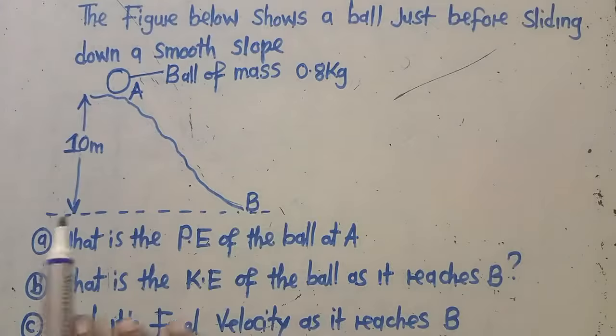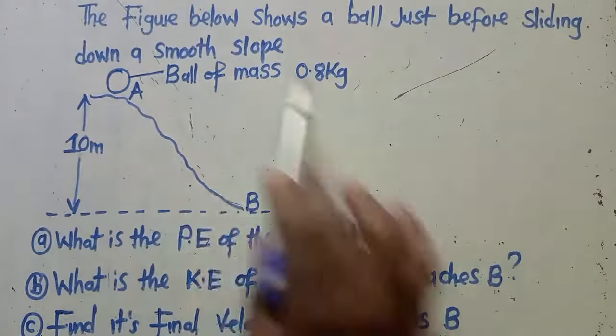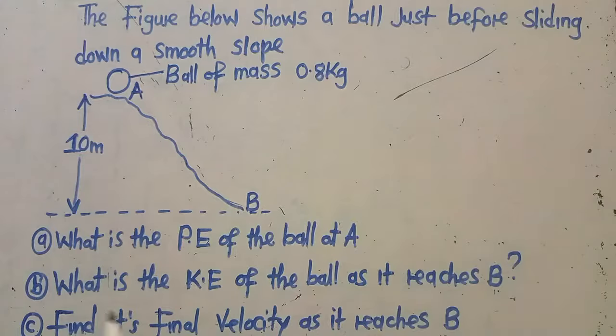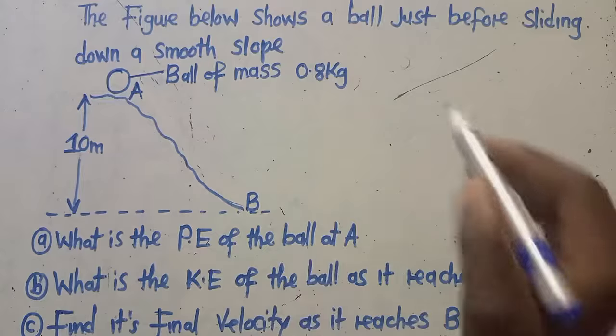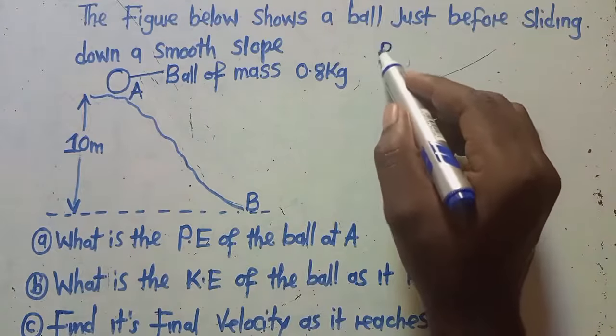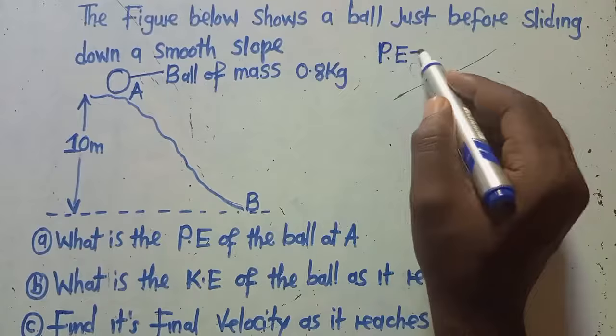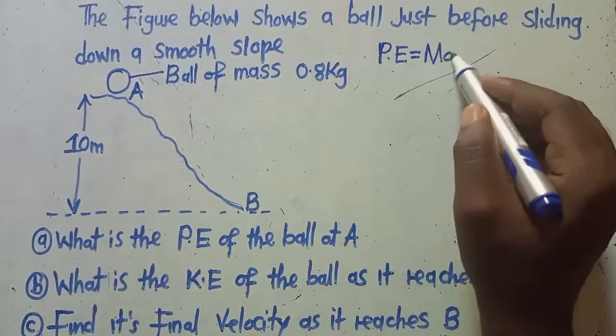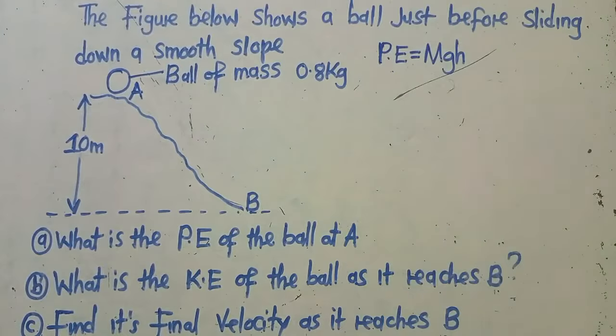Then the question, I guess you've seen this diagram, you study everything there. So the first question is, what is the potential energy, PE, of the ball at A? The first thing you need to understand is the formula for potential energy. Potential energy is given by the formula mass times gravity times height. I guess we all know that particular formula.